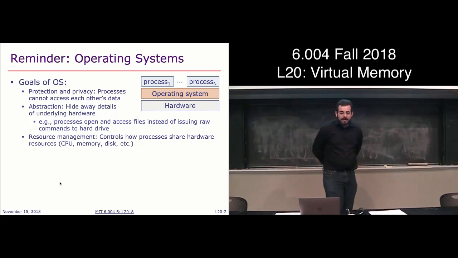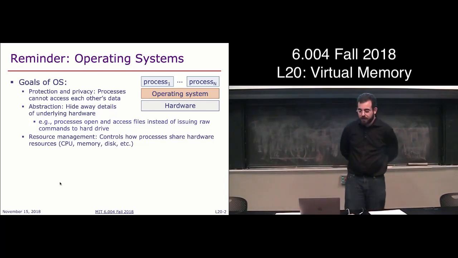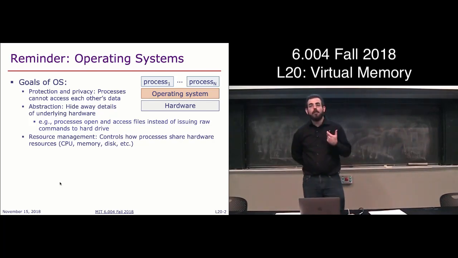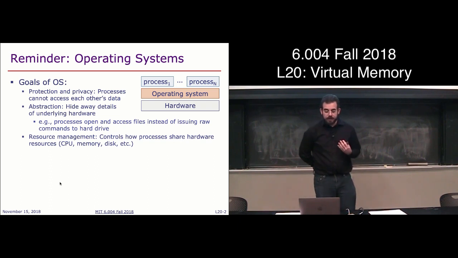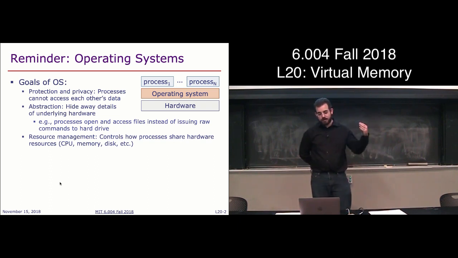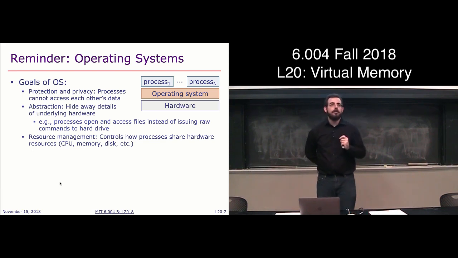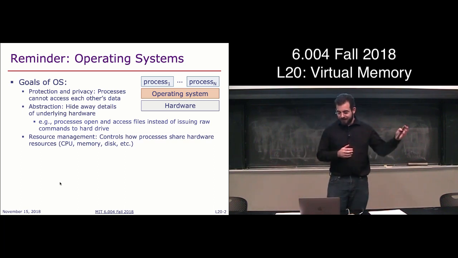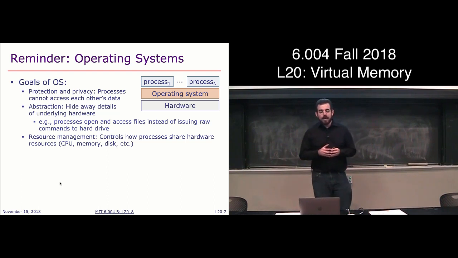So where we left off last time was we ended up with this picture of how modern systems work, where you have multiple processes at any given point in time that are sharing the machine, and between those processes and the hardware is an operating system that essentially mediates between these processes and the hardware to get essentially three basic goals.